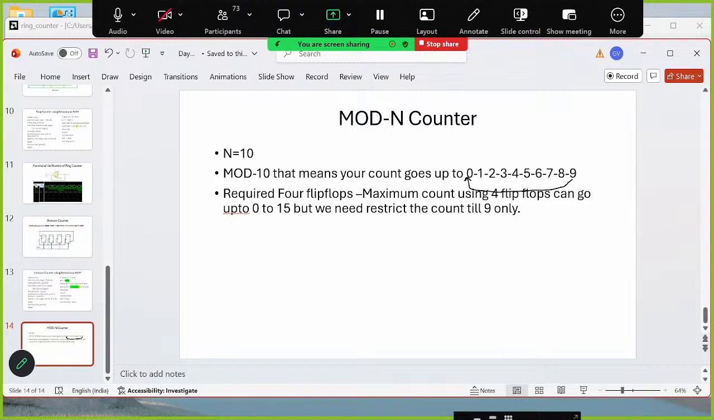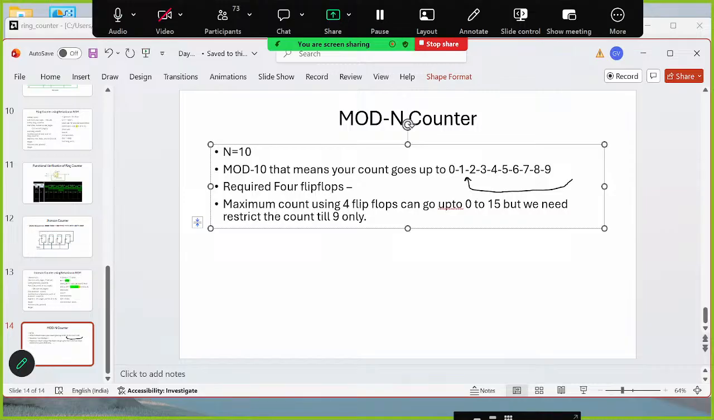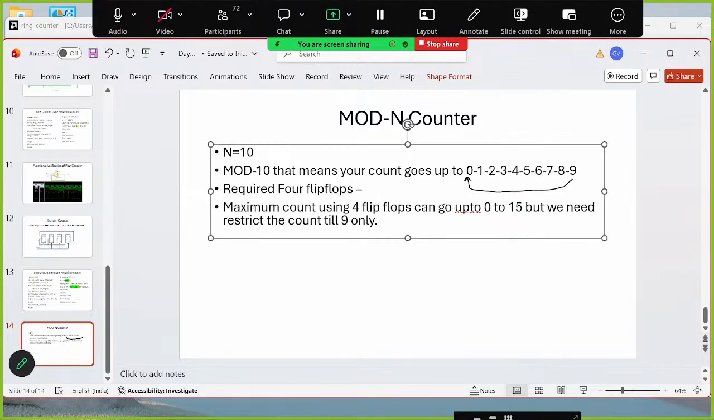It requires four flip-flops, and the maximum count that you can go with this is, but we need to restrict the count till where? Till 9 only. Similarly, if you are going to design a mode 5 counter or mode 10 counter, accordingly you can go from 0 to n minus 1 count.